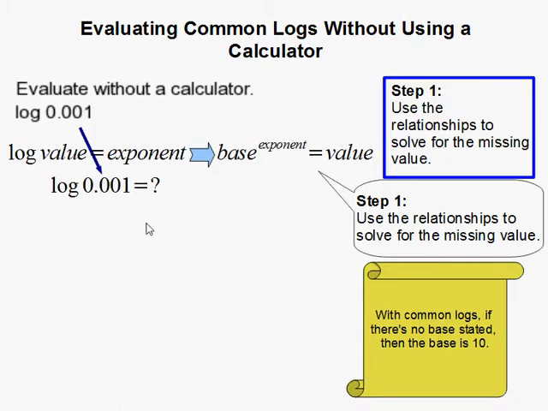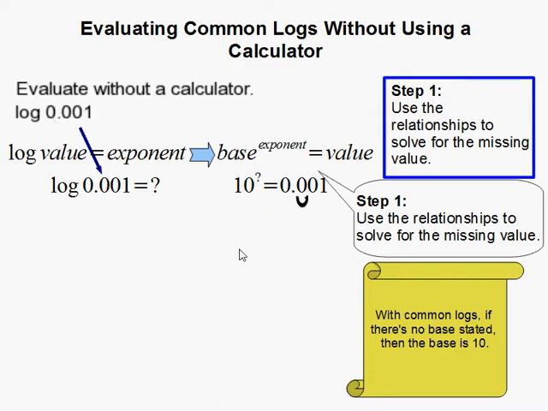What we need to do is move this to this form. Remember, this right here is what I call the log value. That would be the answer, or the right side of the equation in the exponent form. And since this is a common log, we know that the base is 10. We know it's a common log because there's no number here. If there's no number here, then you need to assume that the base is 10.